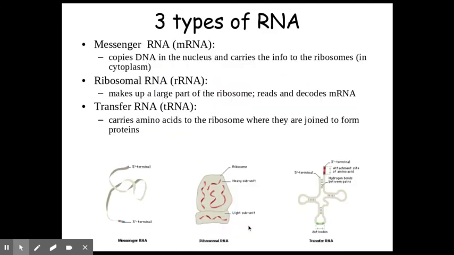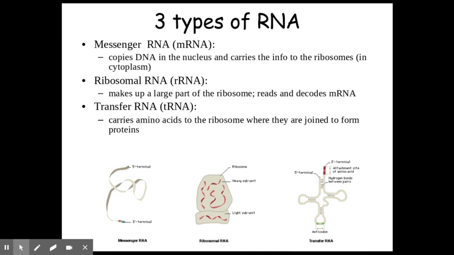So there are three types of RNA. There's messenger RNA, which is called mRNA. There's ribosomal RNA, which is rRNA. And there's transfer RNA, which is tRNA. There's also actually a fourth kind, which is called RNAi, but we're not going to talk about that one right now. So messenger RNA starts out in the nucleus.